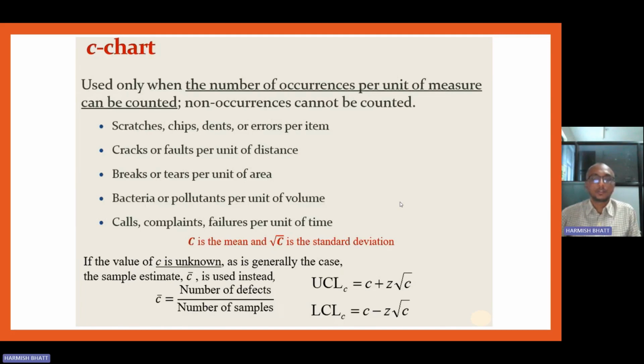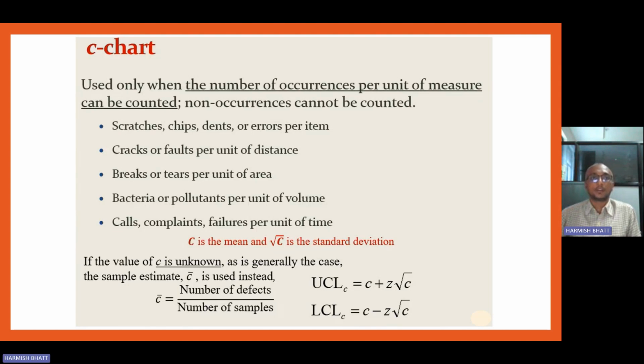Welcome students to this session related to C chart. In the last session, we started the preparation of control charts for attributes, and we prepared a P chart. So in this session, we are continuing our journey to prepare the control chart for attributes, and the second type of chart under this title is the C chart.